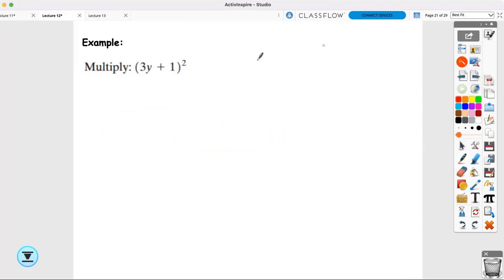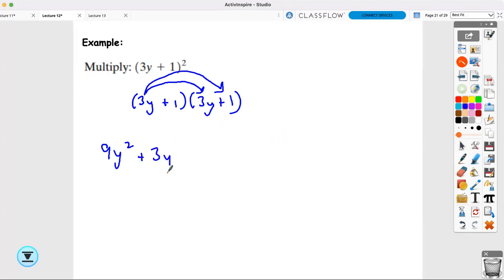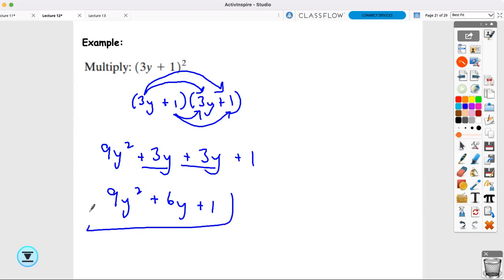We're multiplying 3y plus 1 squared, which is 3y plus 1 times 3y plus 1. Multiply these out. 3y times 3y is 9y squared. 3y times 1, which is 3y. 1 times 3y, which is another 3y. Ending with 1 times 1, which is 1. Combine our like terms, so then we get 9y squared plus 6y plus 1. And we're done.